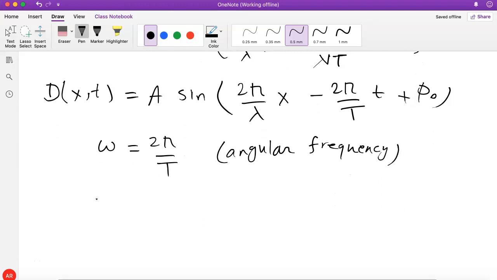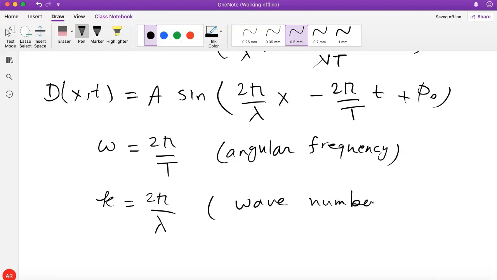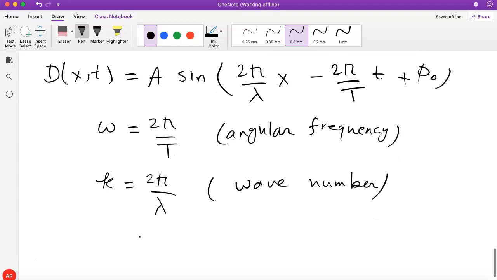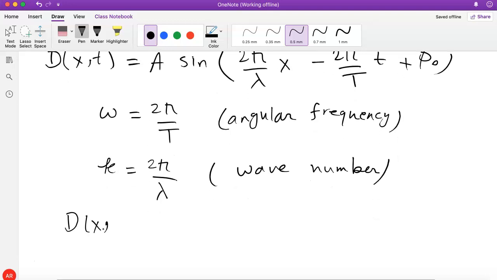We can also define k to be 2 pi over lambda, and we call it wave number. This notation is a little bit unfortunate because we also had a spring constant which we called k, and it looks the same, but unfortunately it's a common notation. So from the context, we have to make sure we don't get confused with the notation. So using these, d of x and t can be written as A sine of kx minus omega t plus phi naught.